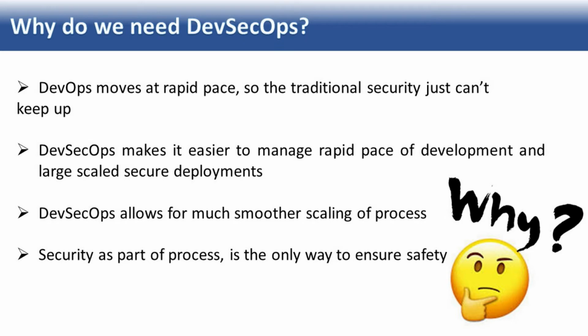Why do we need DevSecOps? Here are 4 reasons why we need DevSecOps. First one is DevOps moves at a rapid pace, so traditional security just can't keep up. Second one is DevSecOps makes it easier to manage the rapid pace of development and large-scale secure developments. Third one is DevSecOps allows for much smoother scaling of the process. And the last one is security as part of the process is the only way to ensure safety.